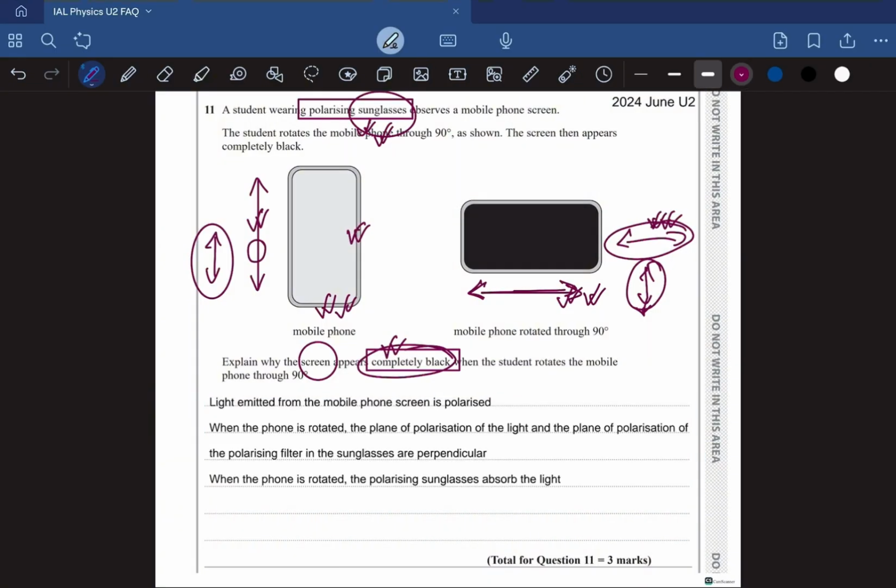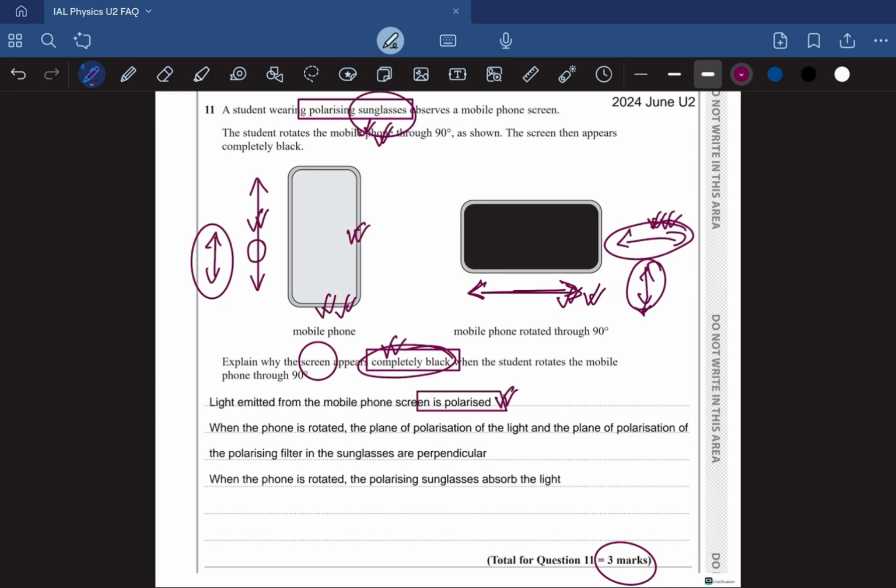Now let's have a look at the answer. It says light emitted from the mobile phone screen is polarized. Yes, it is polarized. This is the first line that you will have to write to get that first mark, because it's a 3 marks question and there should be 3 points. This is the first point that you will have to write.